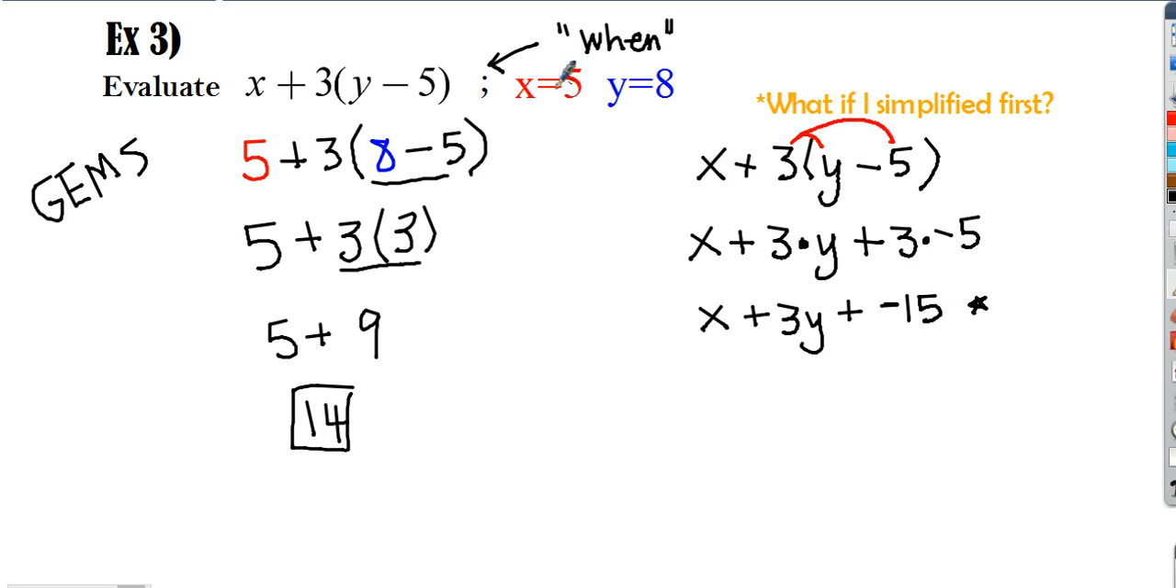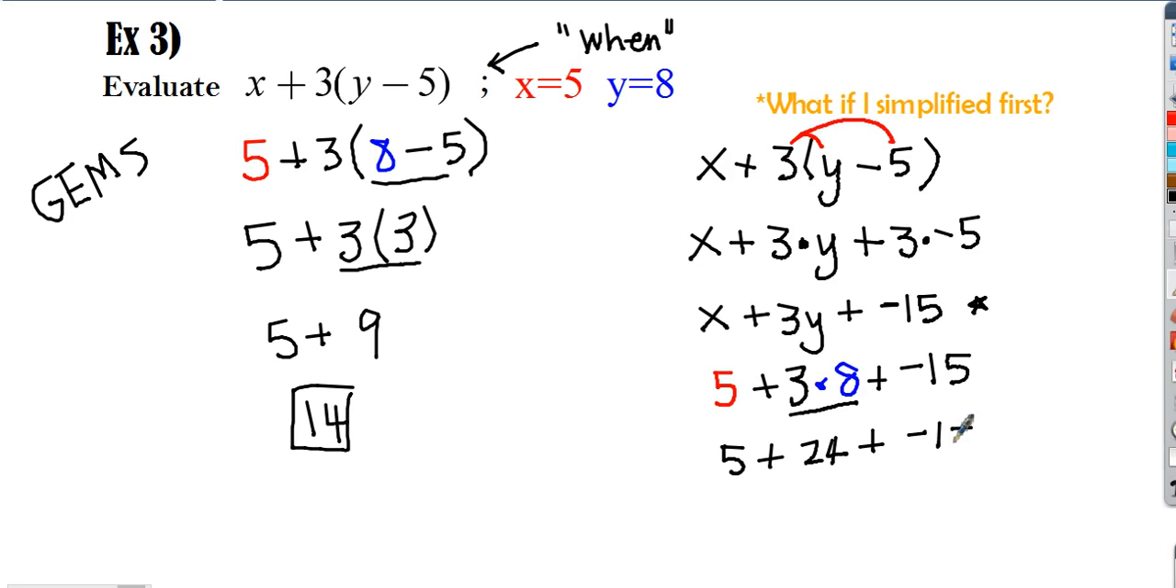So now let's evaluate. Let's put x for 5. So 5, because x is equal to 5, plus 3 times y, well, y is equal to 8, so times 8, plus just the number, negative 15. Now, we've got to do the multiplication first. 3 times 8 is 24. So let's copy the rest down. 5 plus 24 plus negative 15.